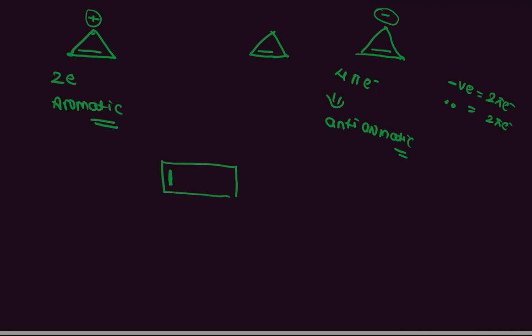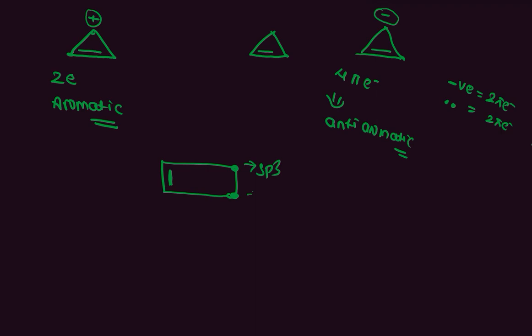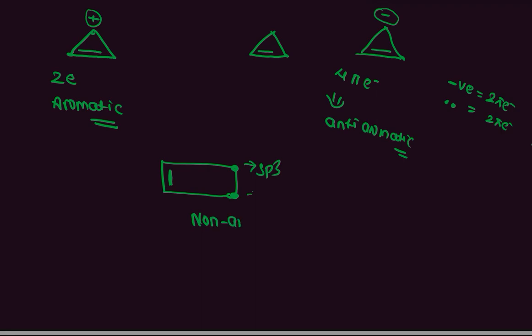Now listen, like this structure, is it aromatic or non-aromatic? First of all, is it cyclic or not? Here we see sp3 hybridization, meaning this carbon contains no pi bond, so the compound doesn't obey the rule. So it is a non-aromatic compound. Clear? Let's see the last example.